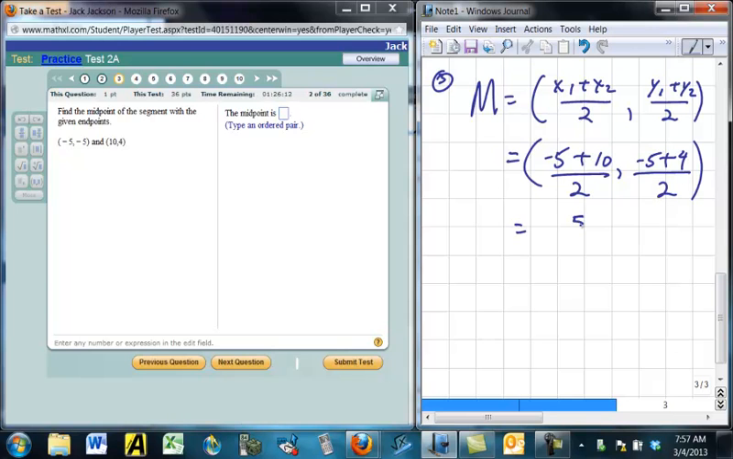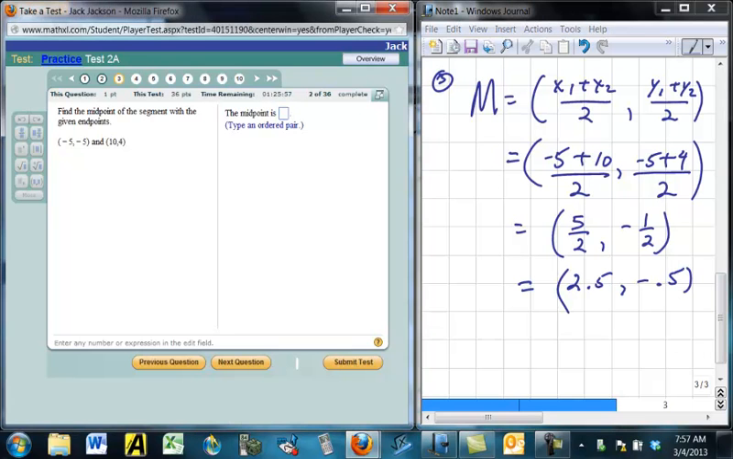Negative 5 plus 10 is 5, so that's 5 halves, and this is negative 1 half. So there it is in fractions, and in decimals that would be 2.5 and negative 0.5. Now I'm not really sure which way this is going to like it, but I think the best way probably is to go ahead and use fractions.